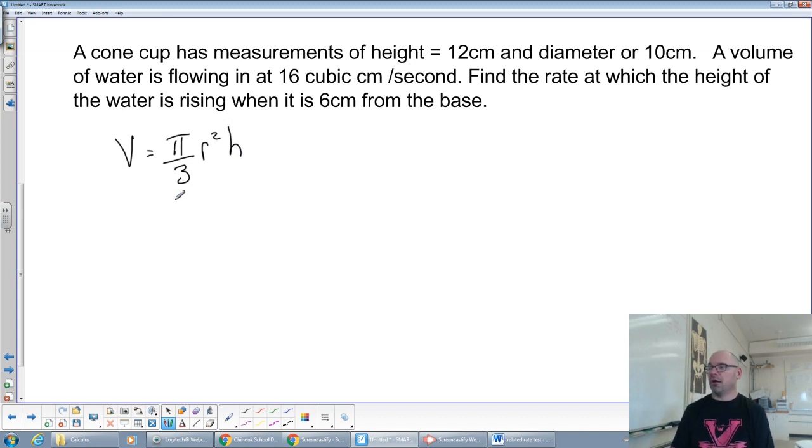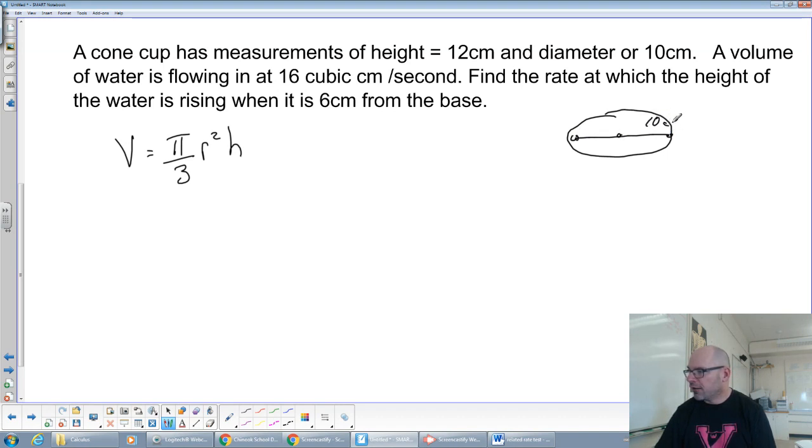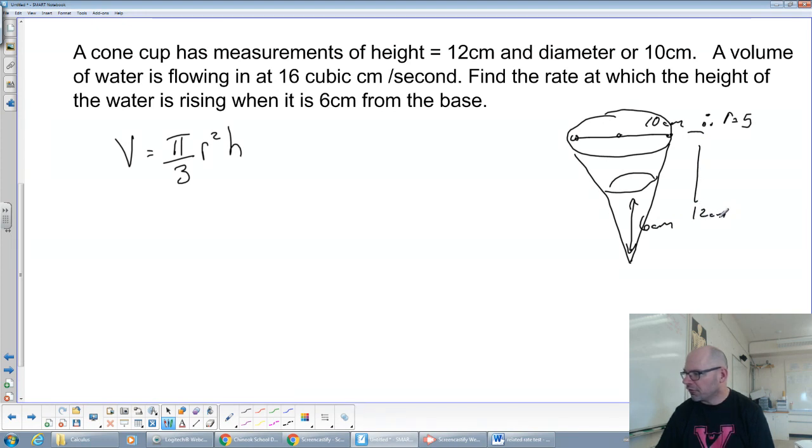That is the volume of our cone. So now we draw our cone. The diameter here is 10 centimeters. Therefore, r is 5. And then this height that we want here, we want it when it's 6 centimeters, even though the total height is 12 centimeters.